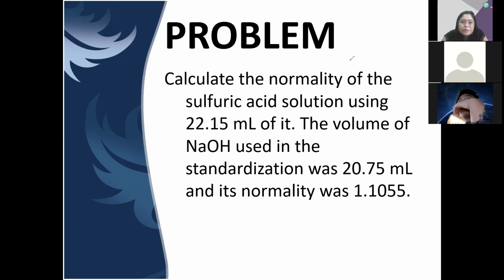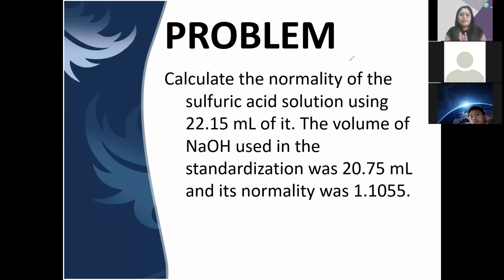Kung kailan gagamitin. C1V1 equals C2V2 is used if the volume and the normality of the titrant are given, and at the same time, the volume of the solution. Instead of the weight of the sample, the volume of the sample is given here. Diba? Most of the time, if we are going to compute for the normality and even the molarity, yung always na given is yung weight ng sample. This time kasi wala kang makikita na weight of the sample dyan sa problem. Instead, it's the volume of the sample. So that's the time you use C1V1 equals C2V2.